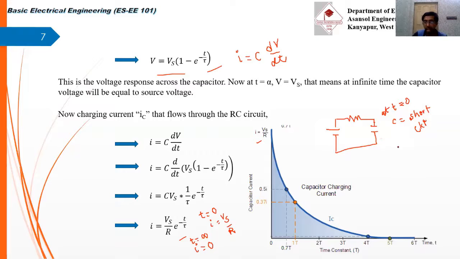But at t equals infinity, what is happening? At t equals infinity, here see the current is 0. So when the current is 0, though it is a closed loop, at t tends to infinity, current is 0 means the capacitor is fully charged. So there is no rate of change of voltage, so current is basically 0. That means at t tends to infinity, the capacitor will work as an open circuit.